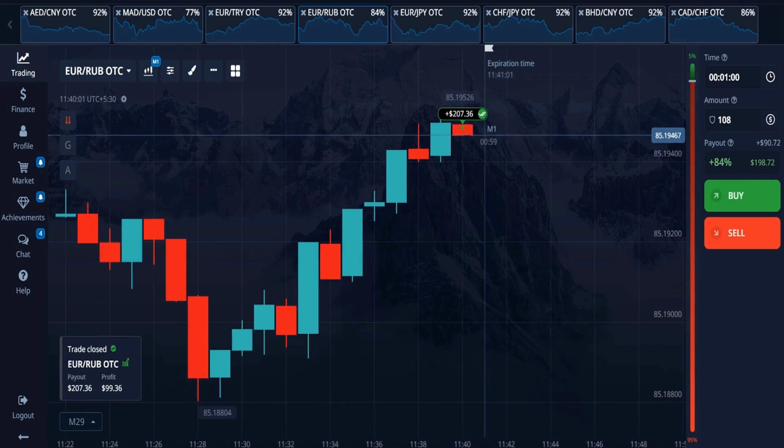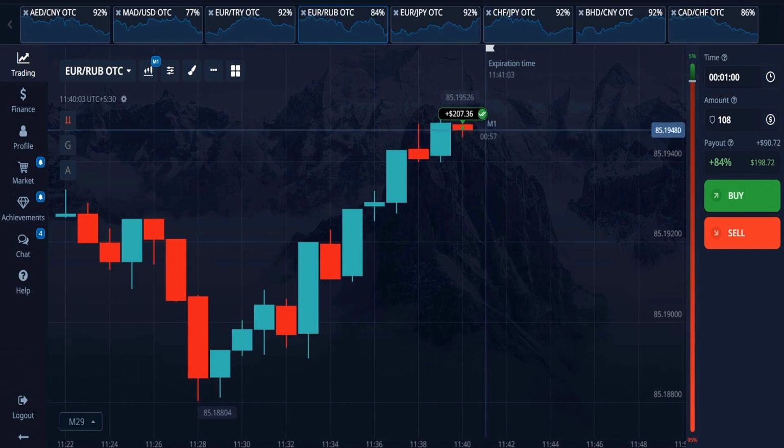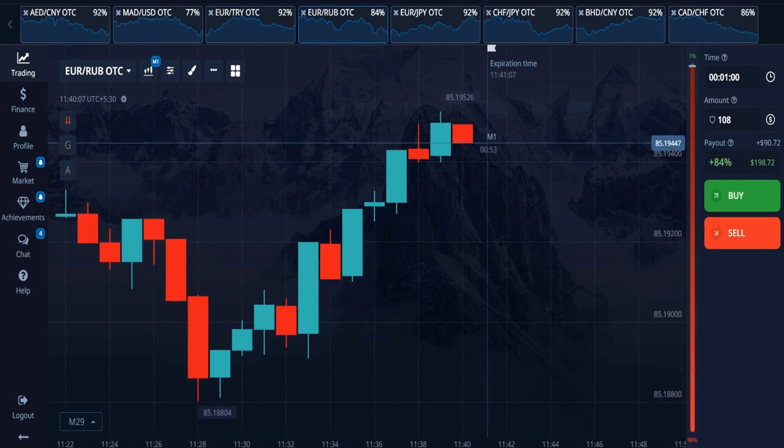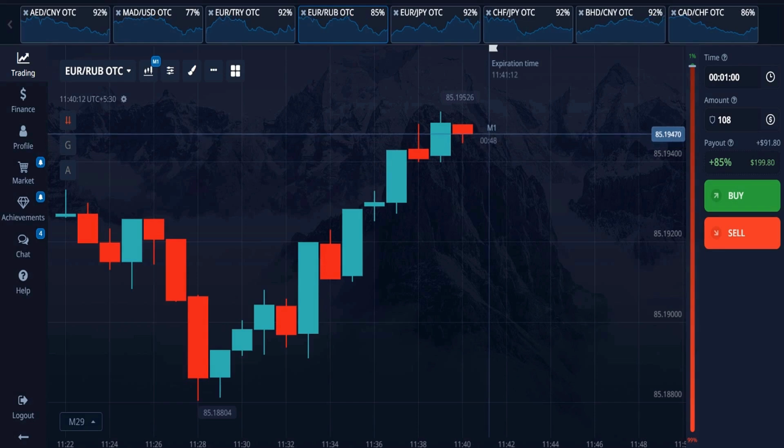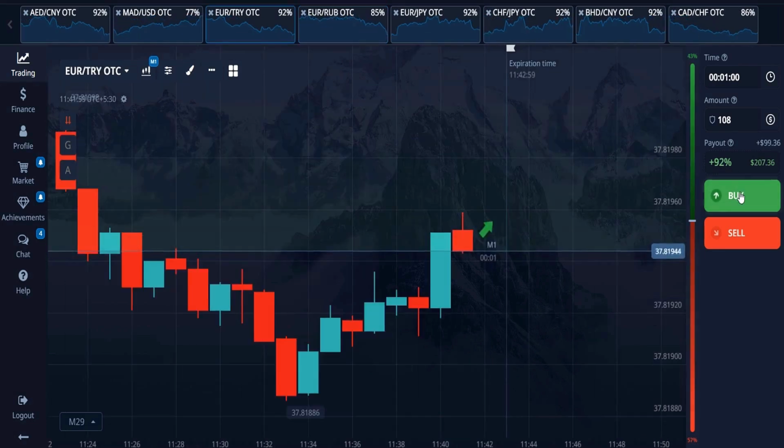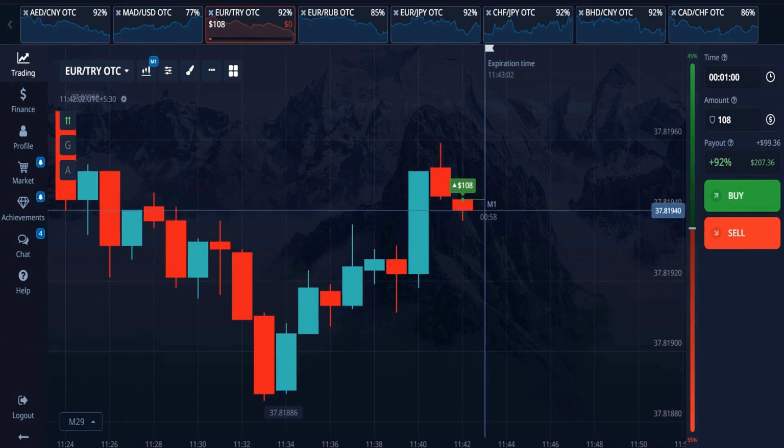We won this trade. This is why it's so important to follow the strategy step by step and make decisions based on clear setups. Success comes when we stay disciplined and stick to the plan. Let's move on to the next setup and continue trading with confidence.